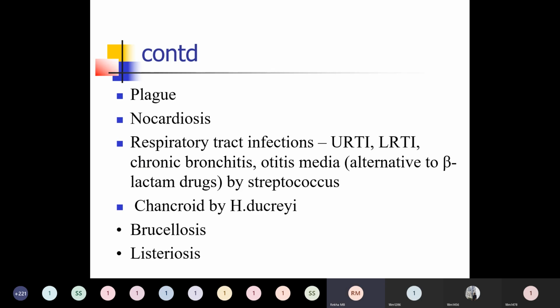The other uses of cotrimoxazole are plague, nocardiosis, respiratory tract infection, which includes upper respiratory, lower respiratory, chronic bronchitis, and otitis media caused by streptococcus. It can also be used in the treatment of chancroid, which is a sexually transmitted disease caused by Haemophilus ducreyi. Cotrimoxazole is also effective in brucellosis and listeriosis.